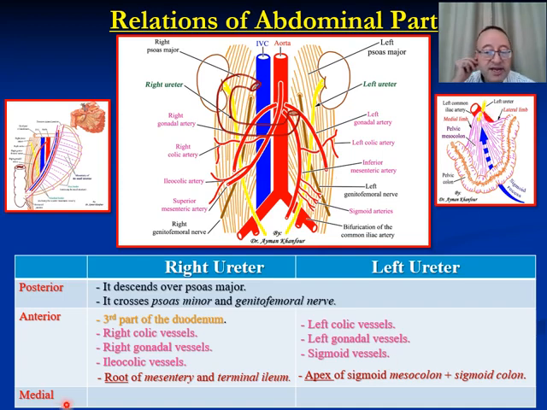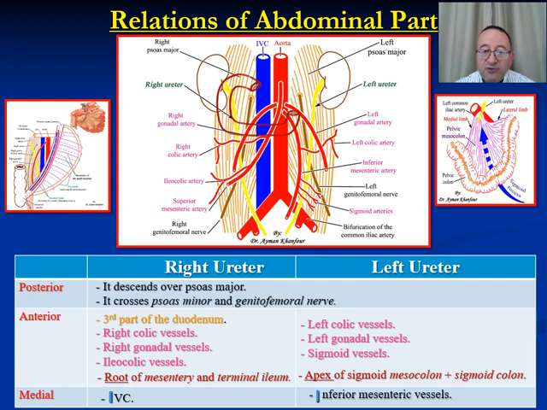What about the medial relations? When I hear medial relations, I remember the letter I. How? The medial relation to the right ureter is this blue structure, which starts with I, the inferior vena cava. And the medial relation of the left ureter is this structure, which also starts with I, the inferior mesenteric artery.